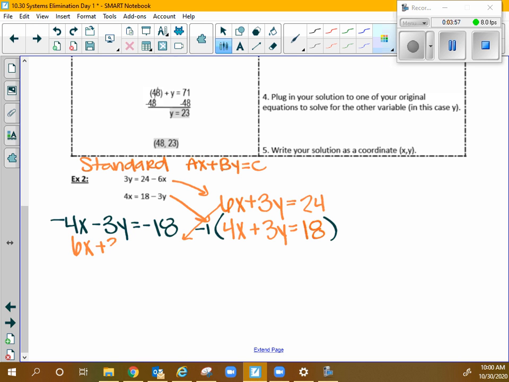6x plus 3y equals 24, and I'm going to add them together. We're always adding. So, -4x and 6x, 2x. -3y and 3y cancels. -18 and 24, 6. So 2x equals 6. Divide by 2. So x equals 3.